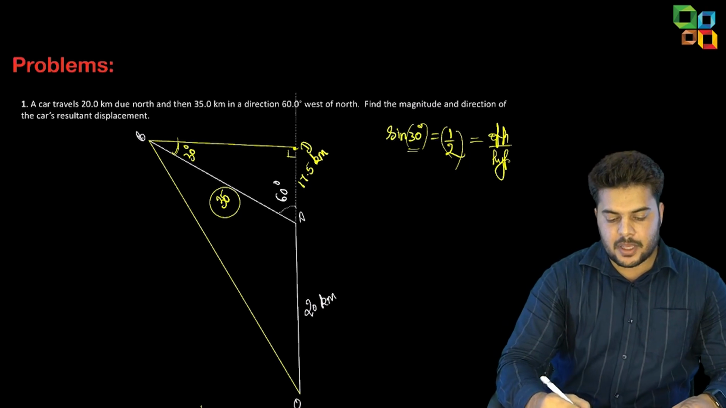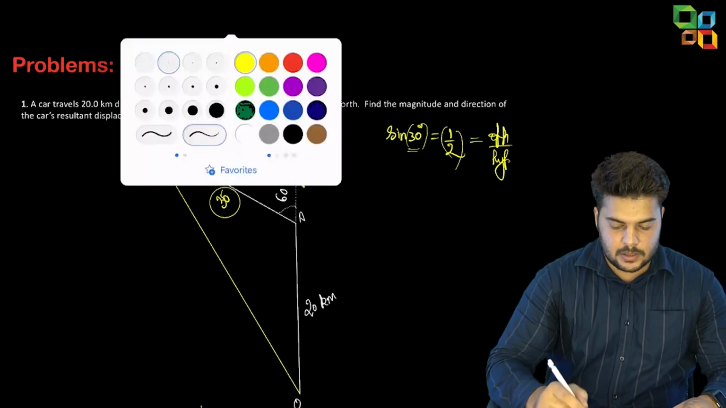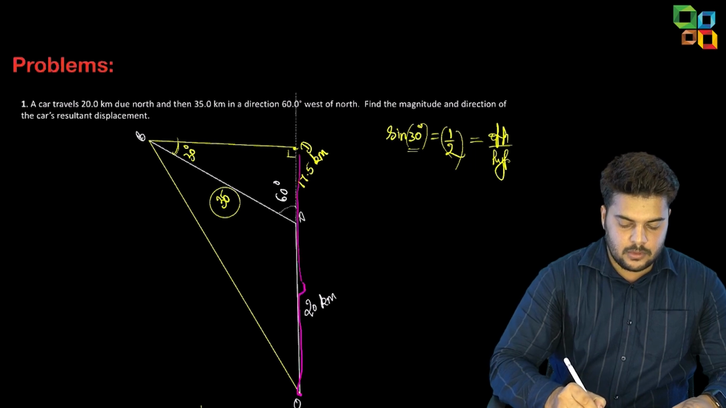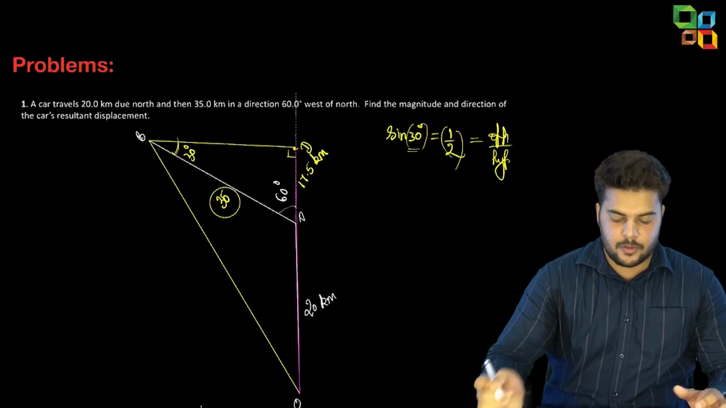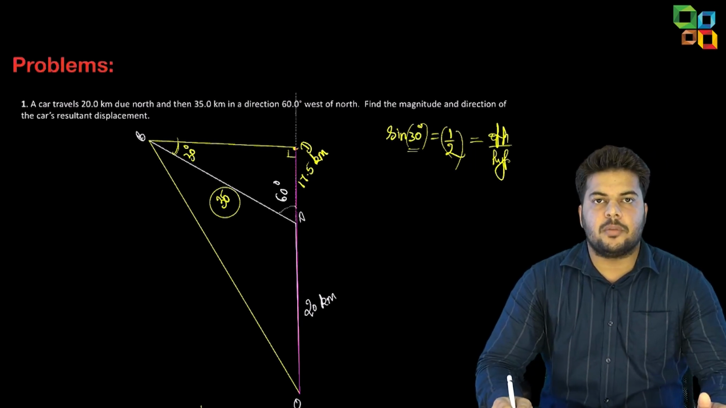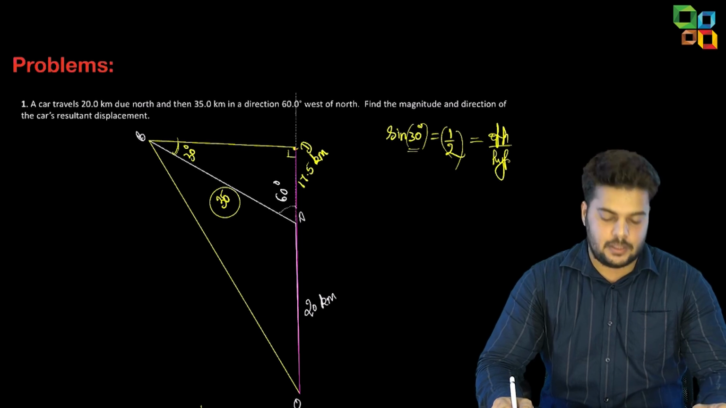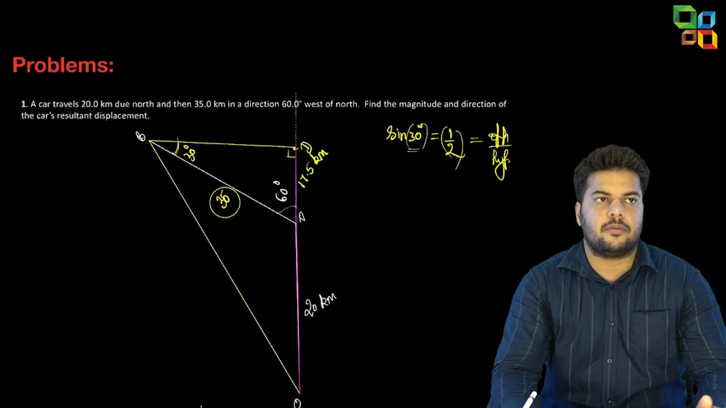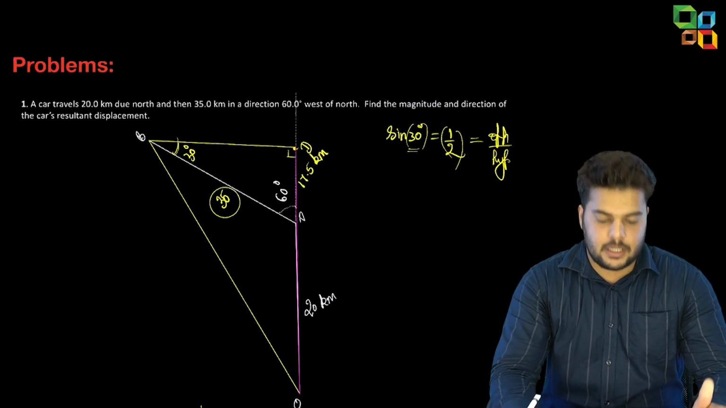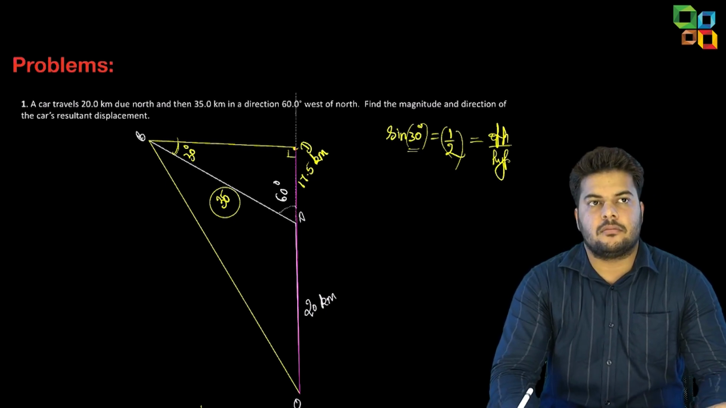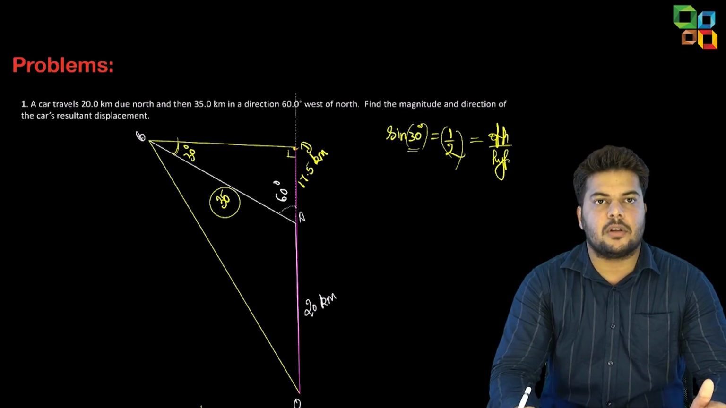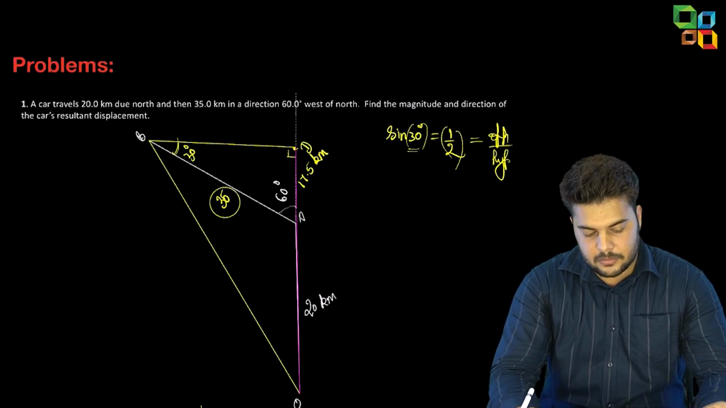I know the length of the base now. What is the length of the base? That was the problem there, isn't it? We did not know the length of the base. Now we know the base, that is 20 plus 17.5. That is 37.5. Again, the problem is not done. I have to find the hypotenuse.